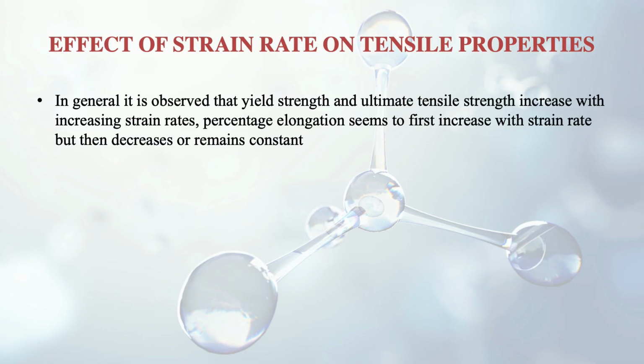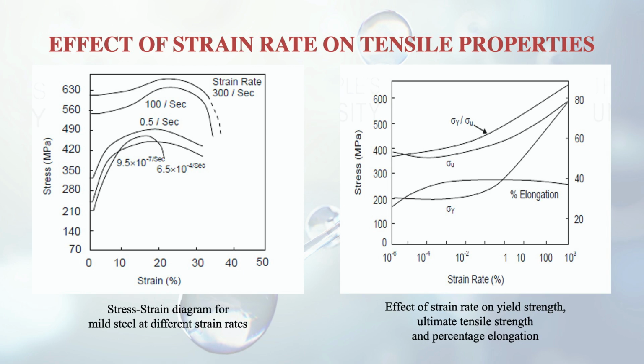So what happens if strain rate varies? You can see here in the curve that in general it is observed that yield strength and the ultimate tensile strength increase with increasing strain rates. Here in the curve you can also see that the strain is increasing very rapidly with respect to the stress. This is about 100 per second strain rate, and the lower ones you can see are with lower strain rates. So these are the normal graphs where the strain and stress in the initial portion vary linearly. So that is the difference that comes up when strain rate varies.